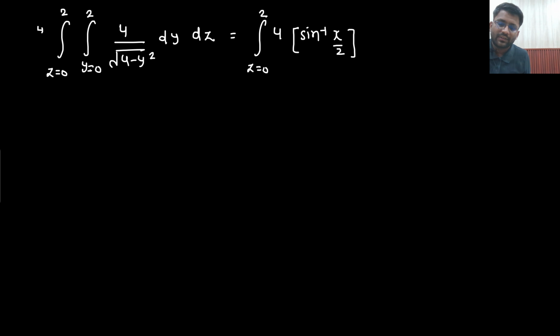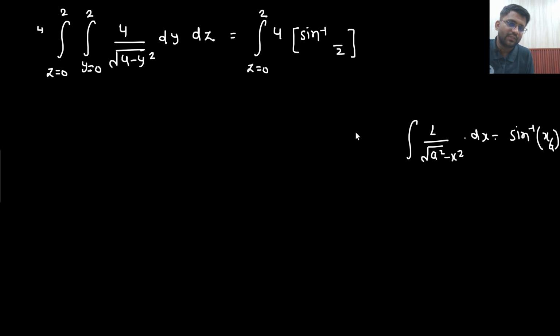It is sine inverse x by a. So z going from 0 to 2, 4 is outside, and sine inverse y by a. Do you remember this formula? The integral of 1 upon under root a square minus x square dx is nothing but sine inverse x by a. This formula I am applying: sine inverse y by 2. 4 is a constant value that I am taking outside, with the limit going from 0 to 2, dz.